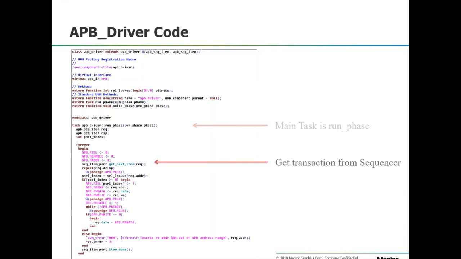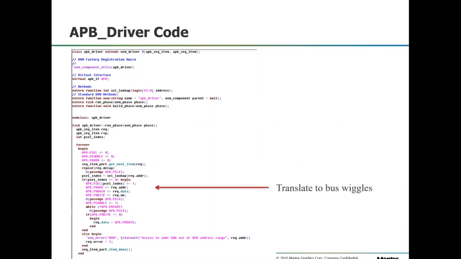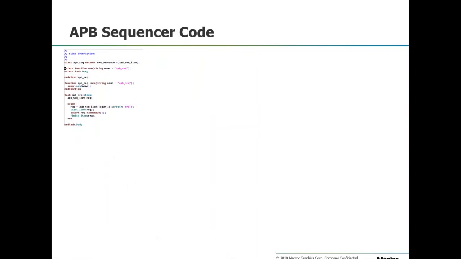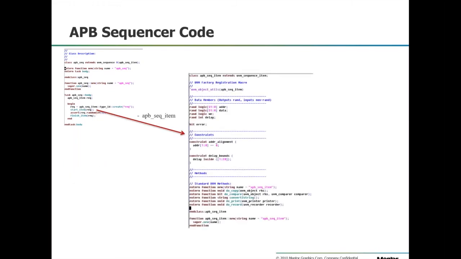So again, there's the run phase. We get a transaction from the sequencer. We translate that into bit wiggles. The sequencer is just waiting till it gets to that point. It's randomizing. I can look at the actual sequence. You see what I'm randomizing. You see what the constraints are, etc.